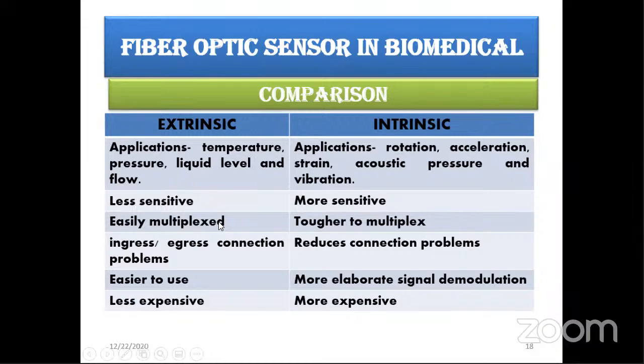Extrinsic is easily multiplexed because it is placed outside the cable, but intrinsic is placed inside, so it is tougher to multiplex. For extrinsic there are ingress and egress connection problems, because we have already laid the cables and now we have to place another box, transducer or sensor. But intrinsic is inside the cable, so it reduces the connection problems. Extrinsic is easier to use, but intrinsic requires more elaborate signal demodulation. Extrinsic is less expensive because we place only the sensor, but intrinsic is more expensive because, in addition to the cable, the sensor is embedded.